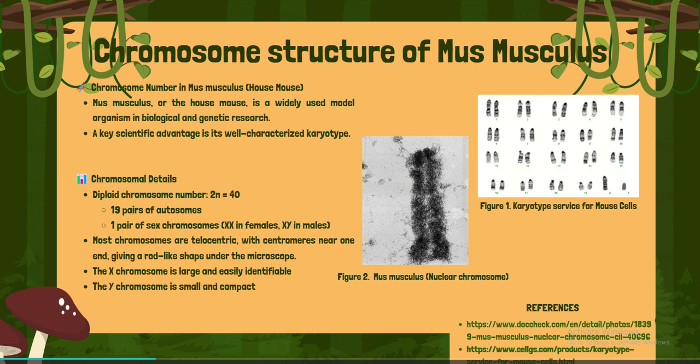You can see Figure 1, which shows the karyotype for the mouse cell, and Figure 2, which shows the nuclear chromosomes of the house mouse, Mus musculus.